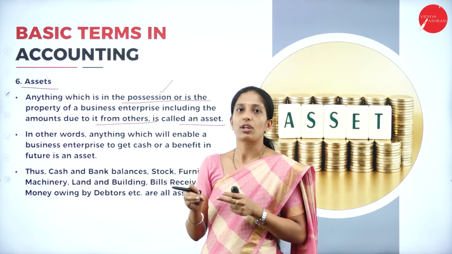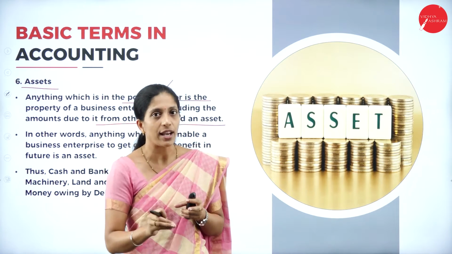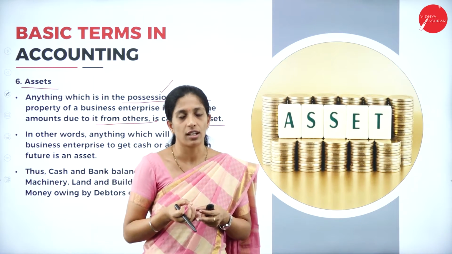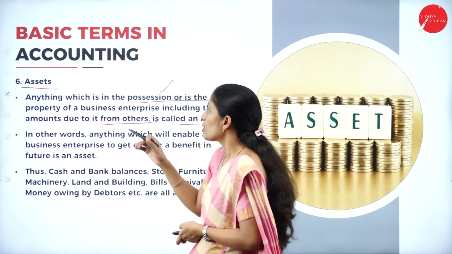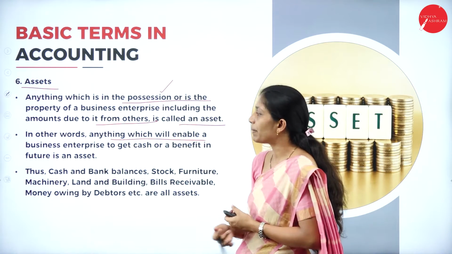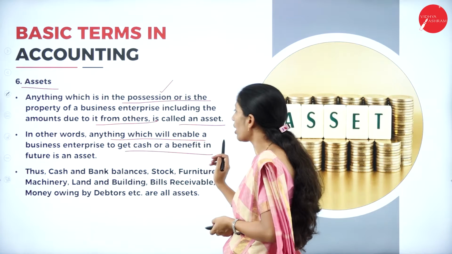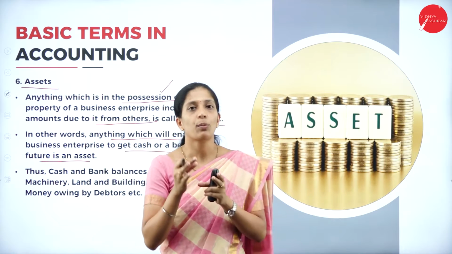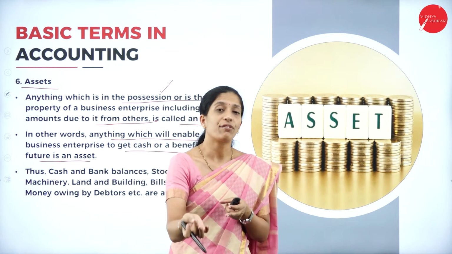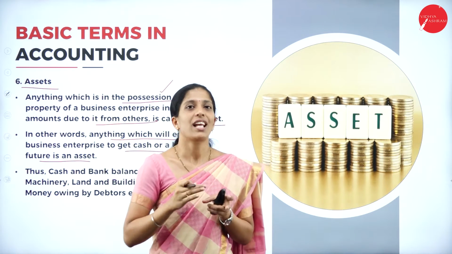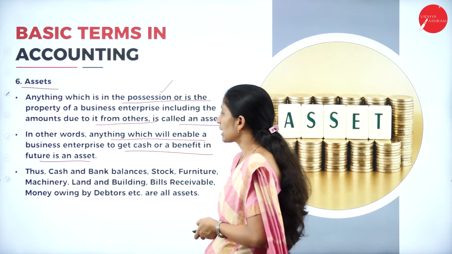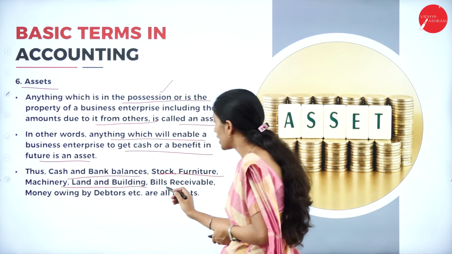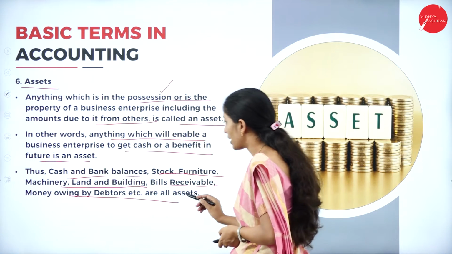They are also termed as what? Asset. So here what you have to remember, asset means something which has certain value or from which we are going to get benefited in the future. In other words, anything which will enable a business enterprise to get cash or benefit in the future is termed as asset. Thus cash and bank balance, stock, furniture, machinery, land and building, bills receivable, money owing by debtors, etc. are all assets.